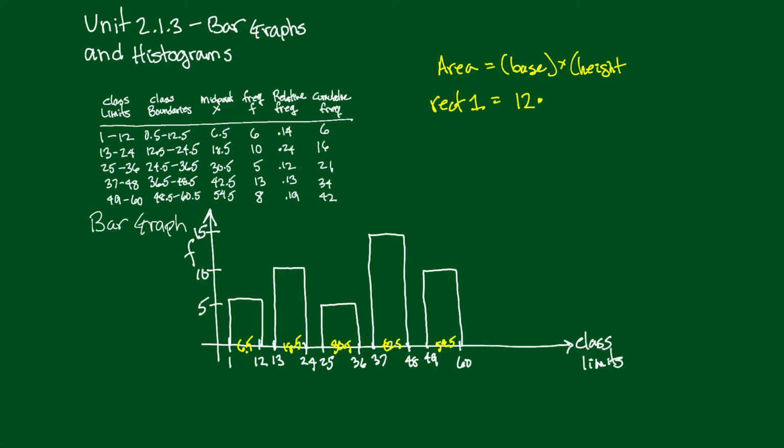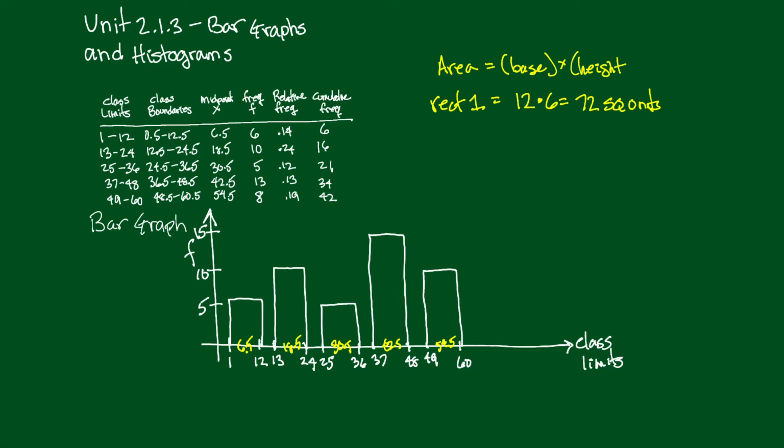12 times, now what was the height here? Well, the height was the frequency. That was 6. All right, so 12 times 6, 72 square units. Now somehow we are going to play with this 72 units, and that's going to be very important to us later.